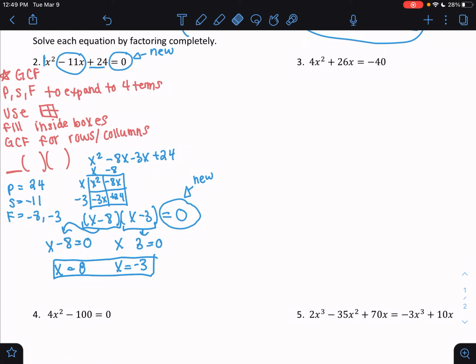Oh, I messed up my sign there. It should be x minus 3 is equal to 0. Sorry, and so this should be x is positive 3. There we go.